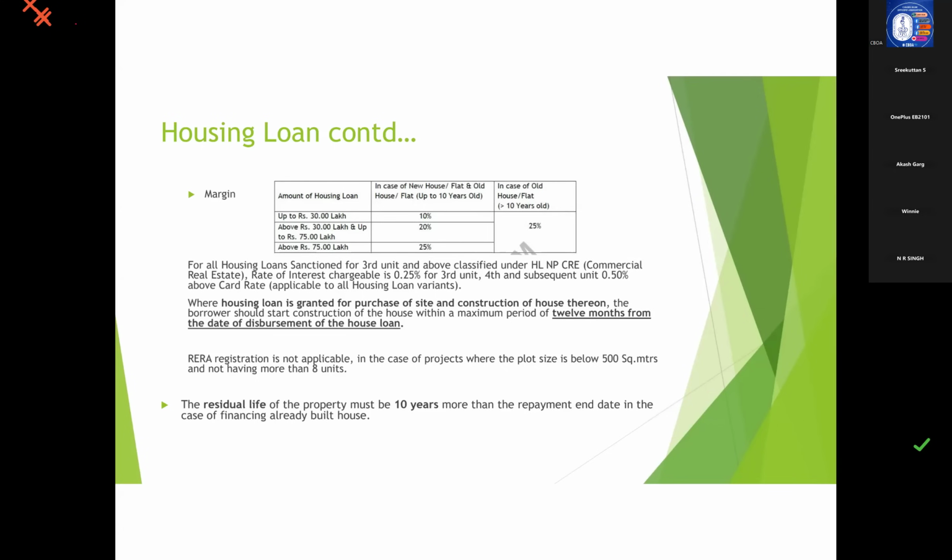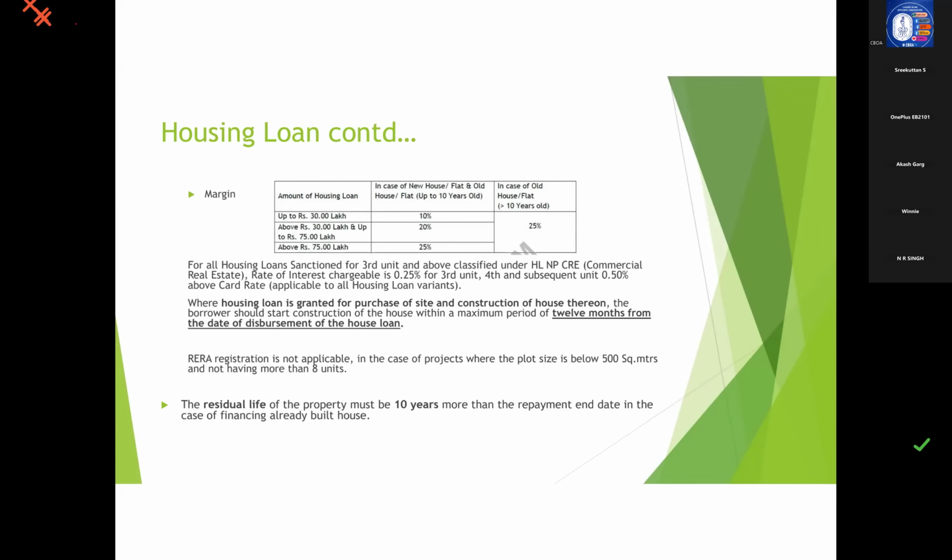Suppose it is a new or already existing house or flat, which is of age up to 10 years, then only this particular margin is applicable. That is, up to 30 lakhs, 10%; above 30 to 75 lakhs, 20%; and above 75, 25%. In the case of a house or flat which is more than 10 years old, it is 25%. Okay, so that is the catch here.